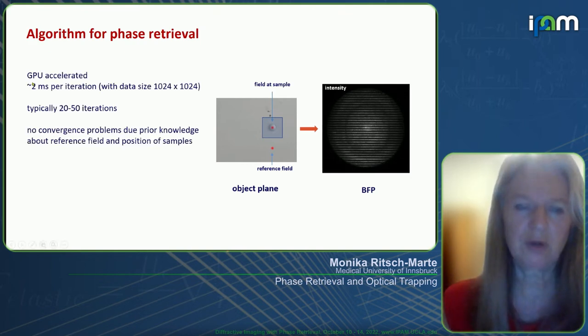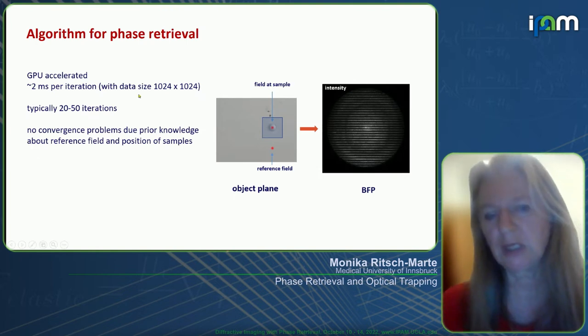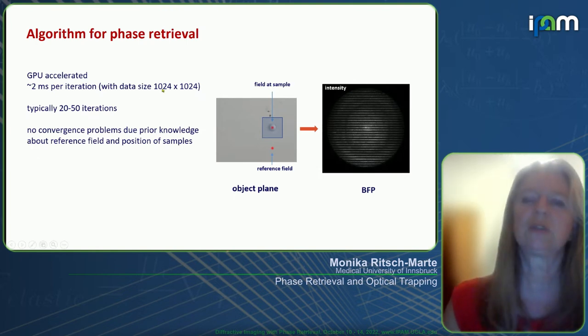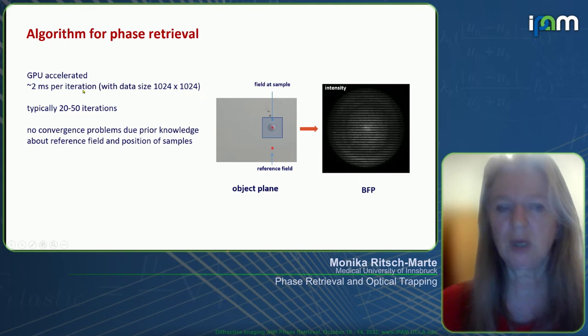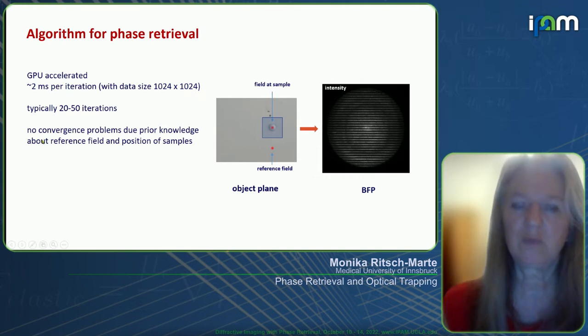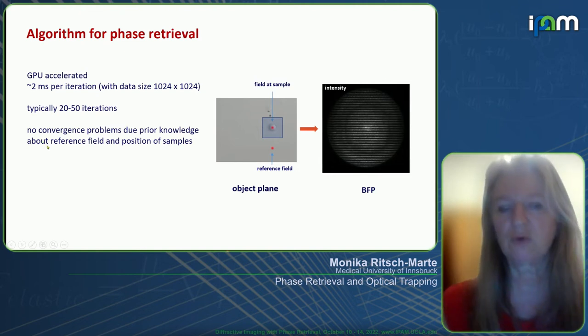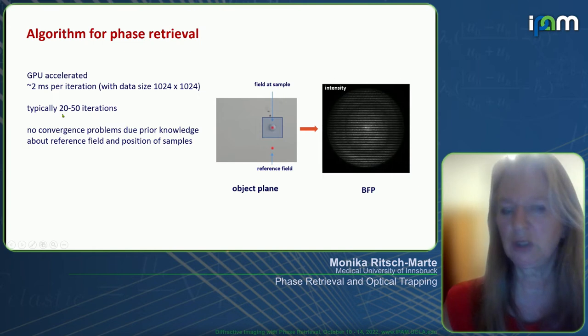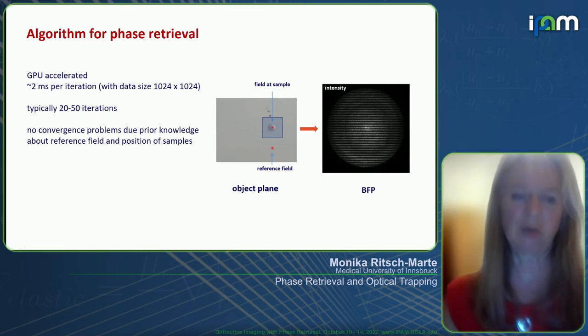So on the graphics card, on a data grid of about 1,000 times 1,000, we need about 2 milliseconds per iteration. And typically, it depends a little bit, of course, on exactly what case you have, but between 20 to 50 iterations. So it doesn't need a whole lot of iterations, but that's a typical number.